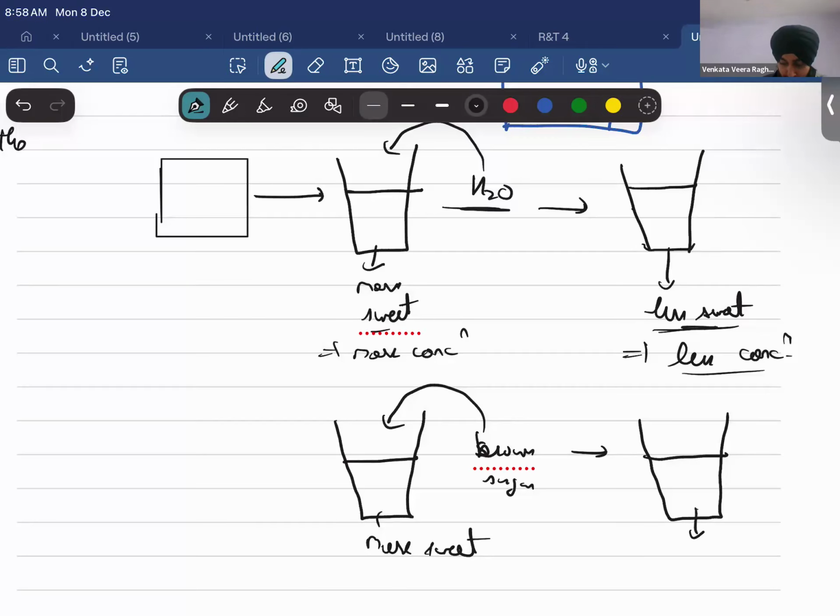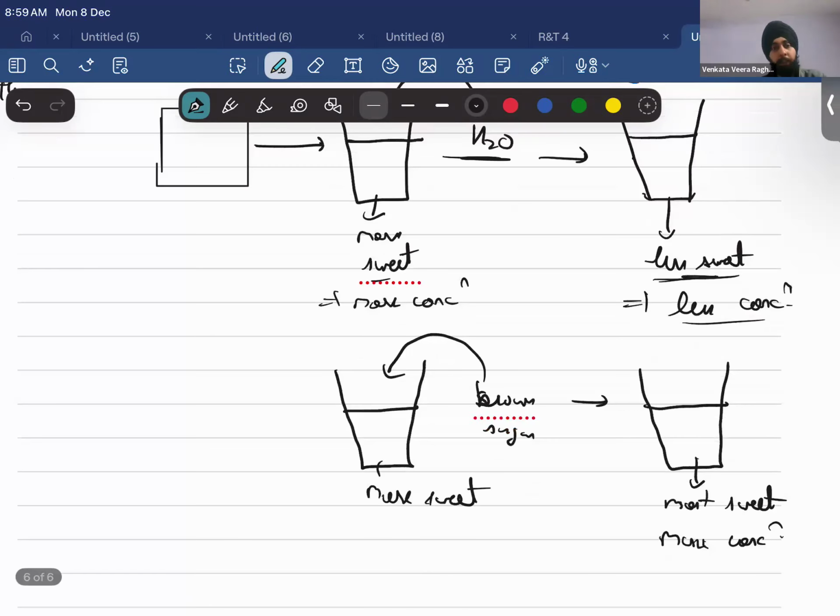But now the sweetness has increased. It is the most sweet now. Max concentration. Can you feel it? It will be most sweet, the maximum sweetness it can be, because I've added more brown sugar from outside, isn't it? That means, sir, here you have increased the concentration. If it's becoming more sweet, you have increased the concentration.